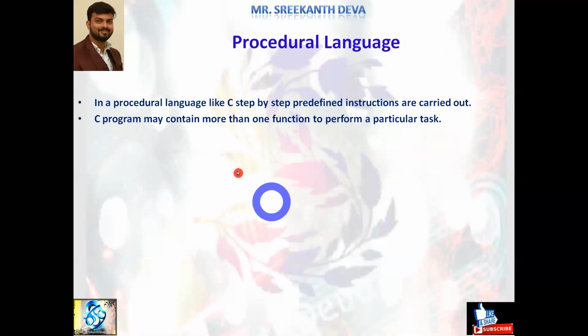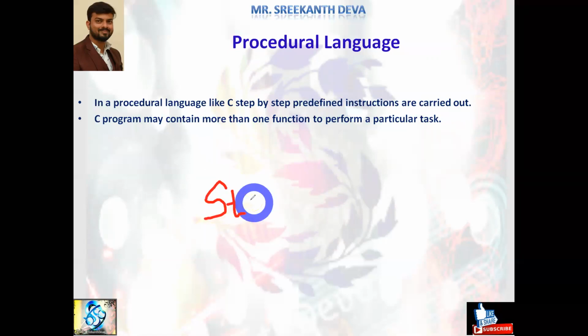C is also a procedural oriented programming language. When you want to develop C based applications, you must follow some rules and regulations. Suppose I'm constructing one statement. Every statement must be terminated with what? Semicolon in C language. Like a set of rules you need to maintain.